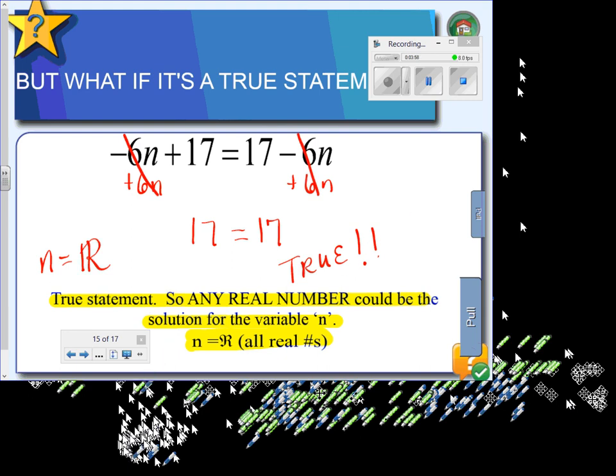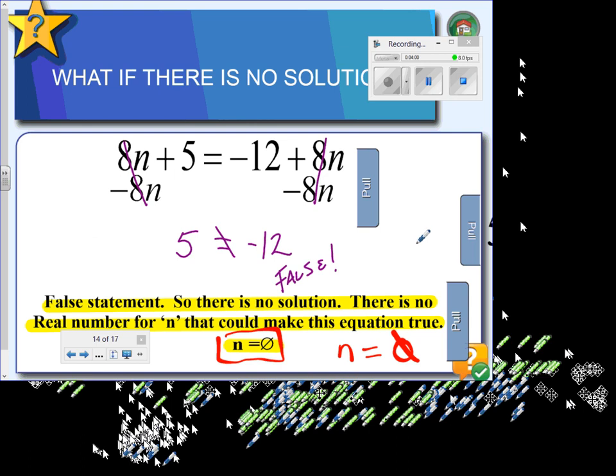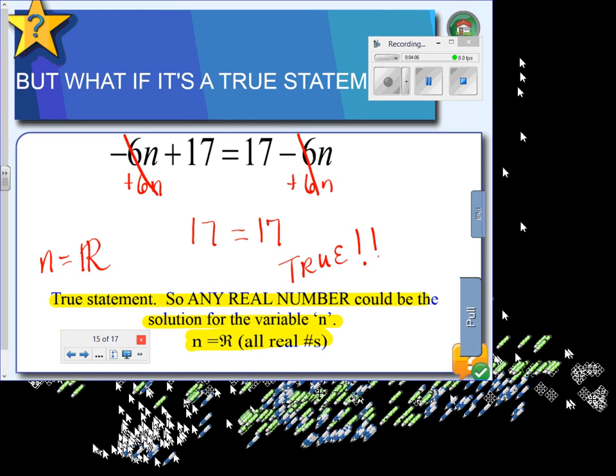So there are two situations that can occur. If there's a false statement, it's the null set. n is equal to the null set, no real solution. But the opposite is, if you end up with a true statement and you're at a roadblock and you can't solve any further, n is equal to any real number.